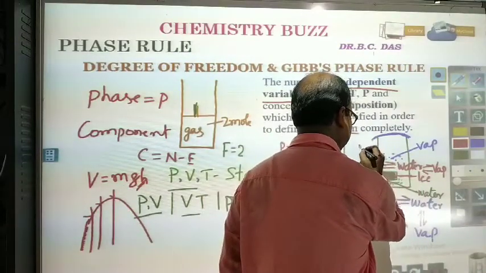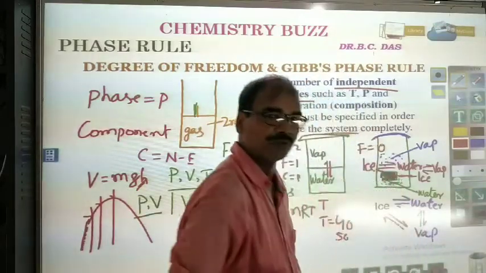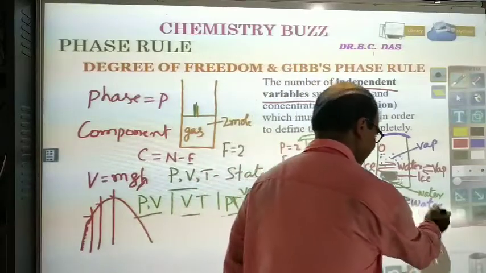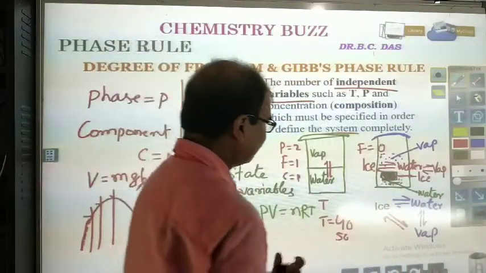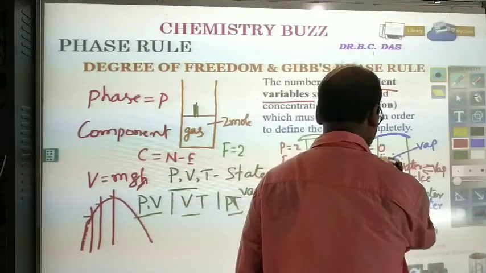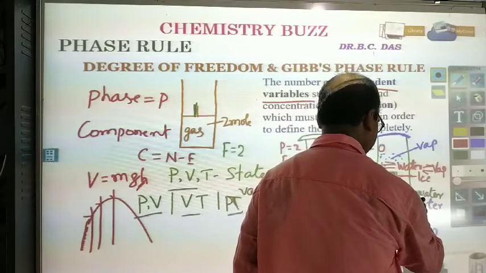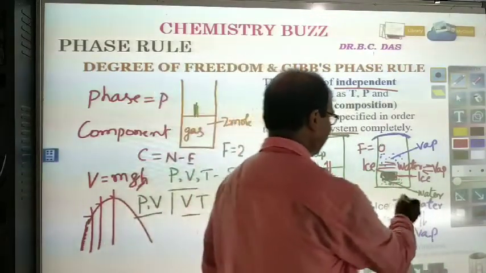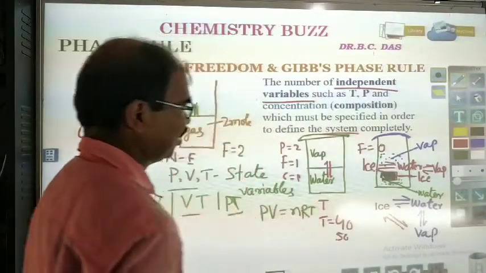In this case, the degree of freedom is equal to 0. That point is invariant. It is a condition where the three phases will be at equilibrium. So the degree of freedom is called invariant. The system does not depend upon any of the parameters or any of the variables. So the degree of freedom in this case is equal to 0.